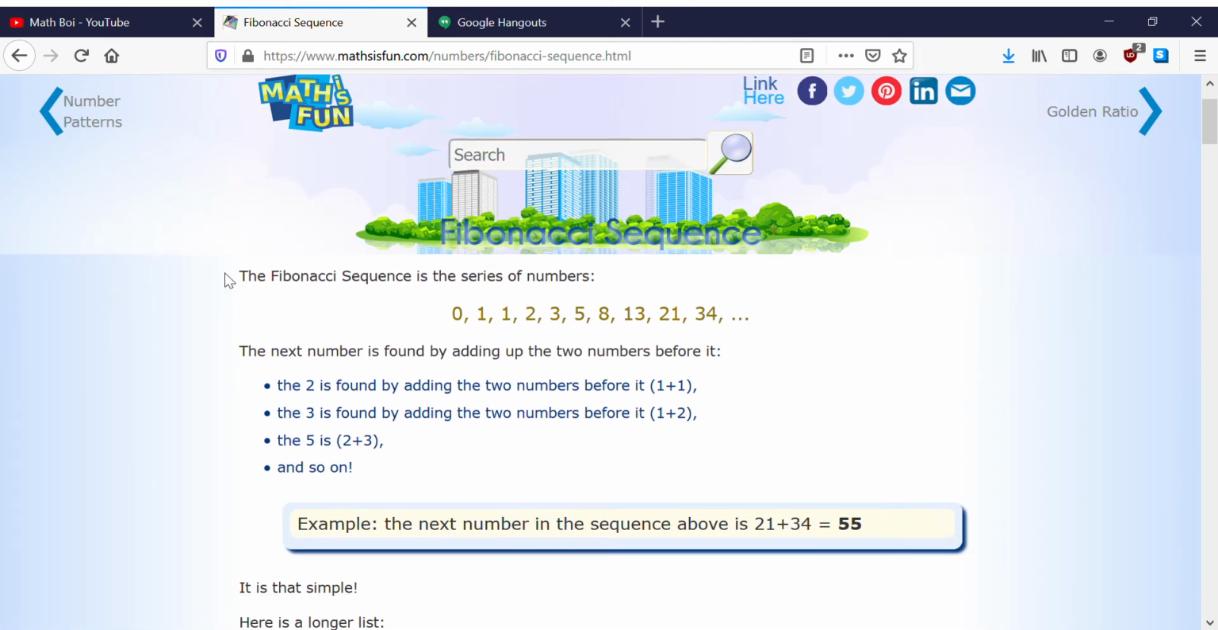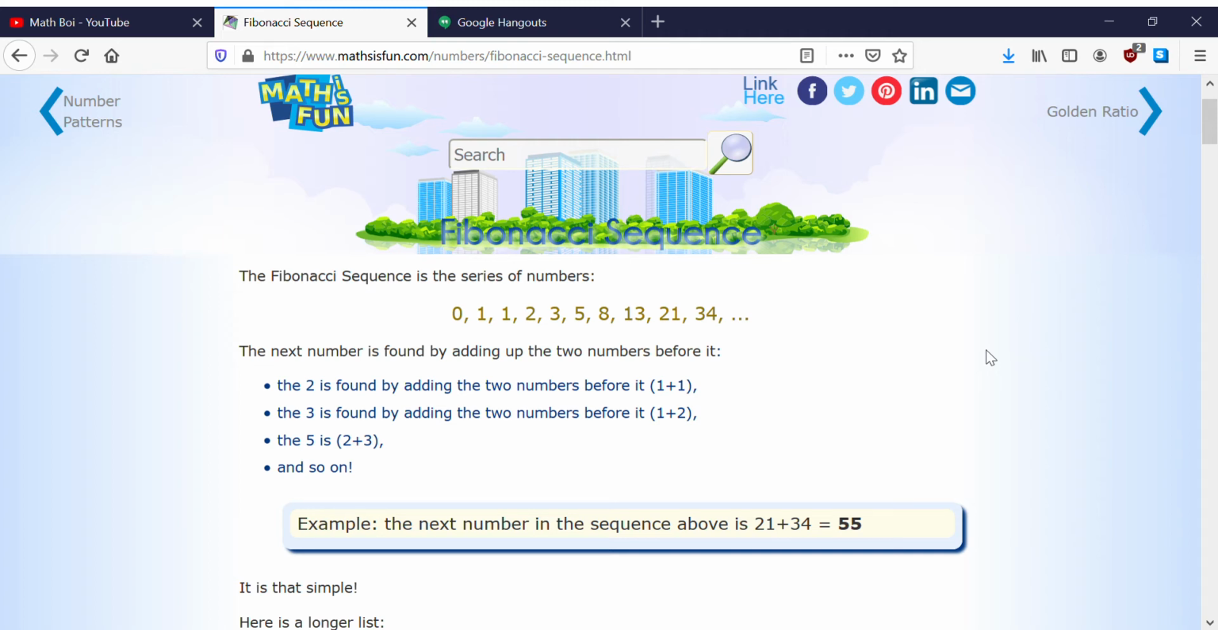So the Fibonacci sequence is a series of numbers, you might know it. It starts with 0, 1, 1, 2, 3, 5, 8, 13, 21, 34. You get that by adding the two numbers before it, since 1 plus 0 equals 1.